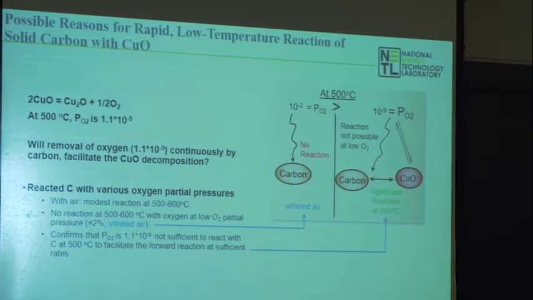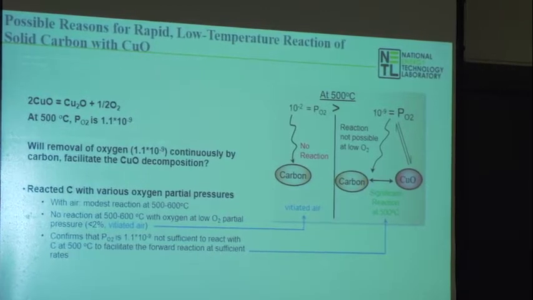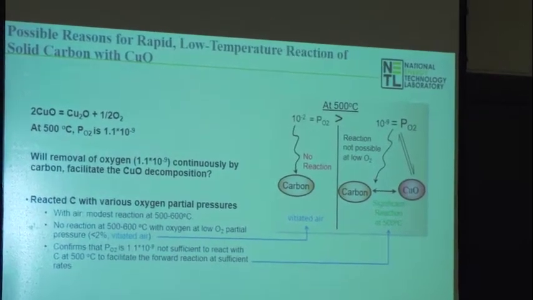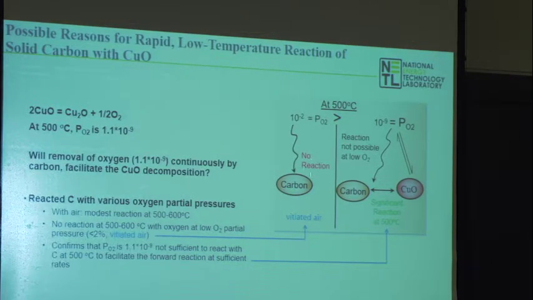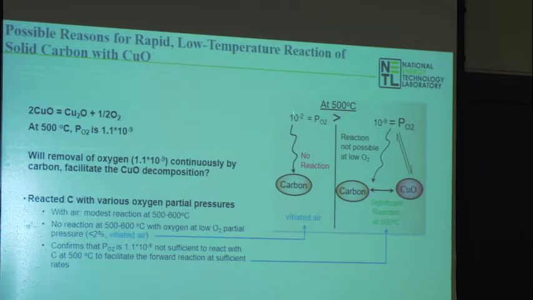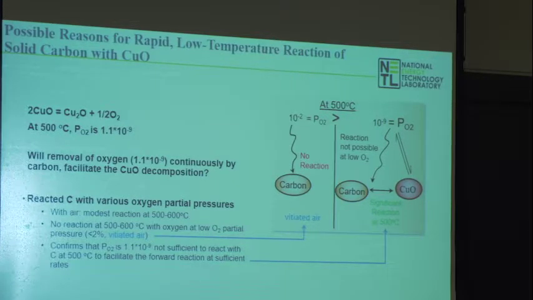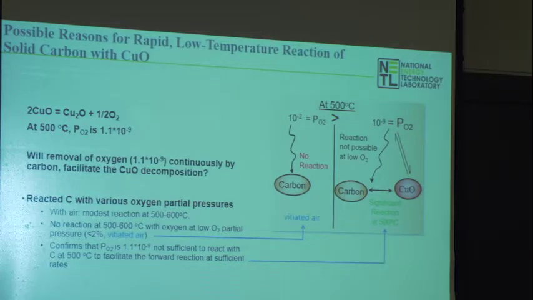1 × 10⁻⁹ atmospheres. So very low oxygen partial pressure. So we put some carbon in a TGA pan at 10⁻² partial pressure of oxygen, 1% oxygen. Let it sit there. Nothing happened. It hardly reacted at all, right?